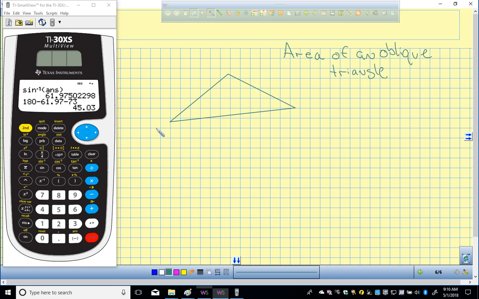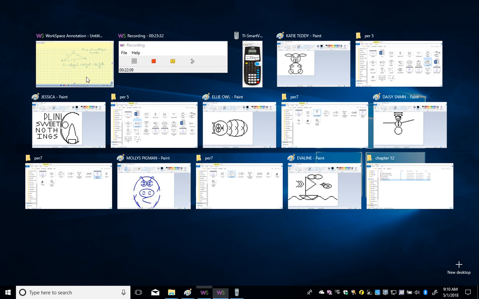If I have triangle ABC, with little a, little b, little c, the area equals AB sine C divided by 2, which is equal to BC sine A divided by 2, which is equal to AC sine B divided by 2. This is a very convenient formula.